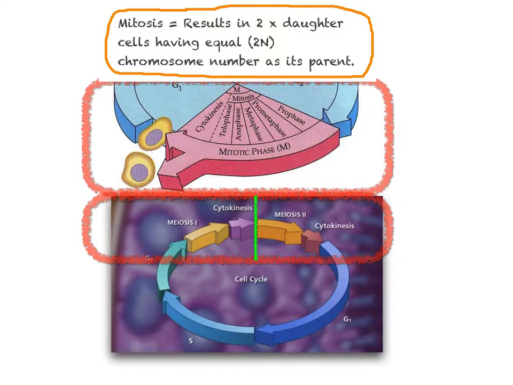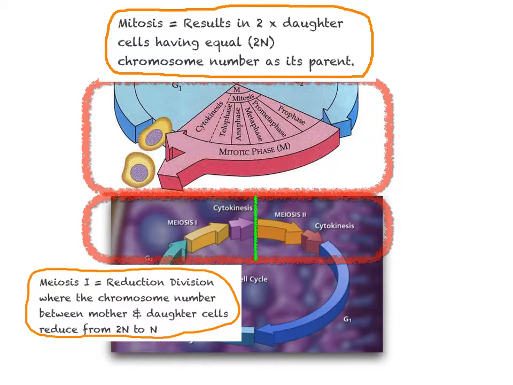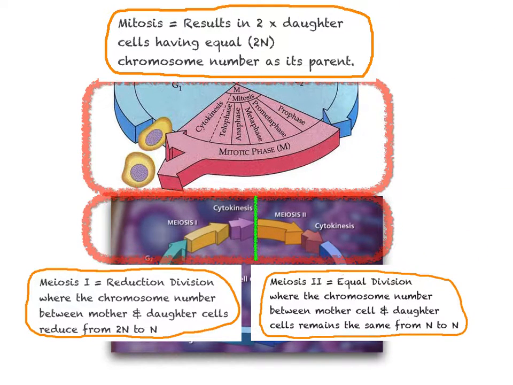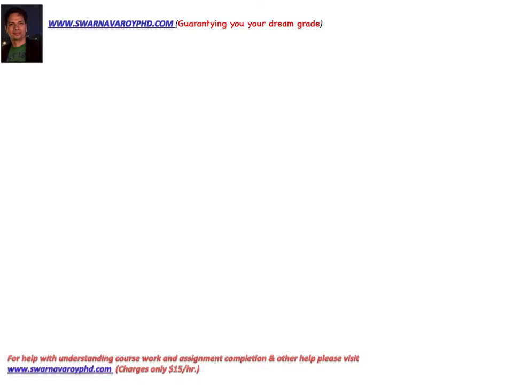In meiosis, however, the division phase is different from the mitotic division phase, where you see the green bar divides into two parts, meiosis 1 and meiosis 2. Meiosis 1 is known as the reduction division, where the chromosome number between the mother and the daughter cells is reduced from 2n to n. And meiosis 2 is an equal division, where the chromosome number between the mother cell and the daughter cells remains the same, from n to n.